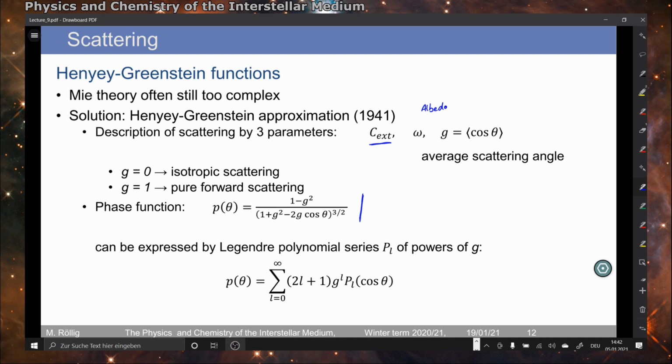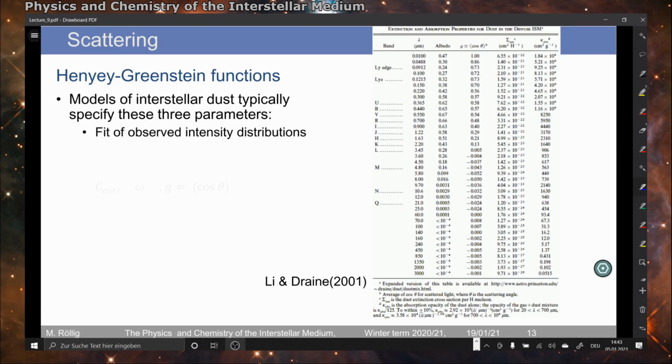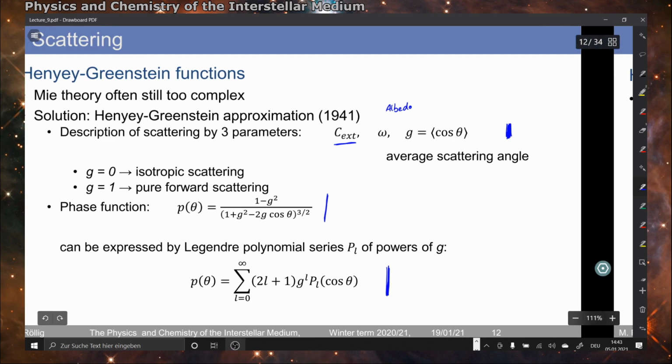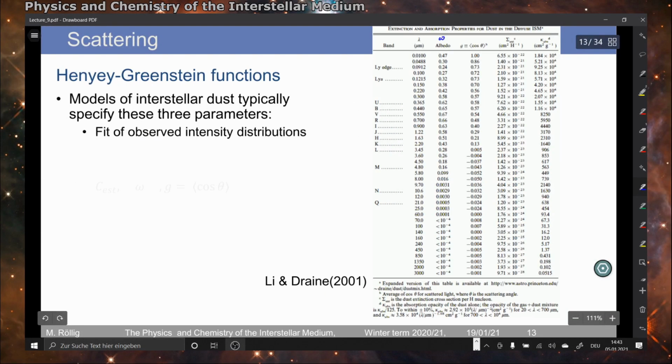And this can also be expressed in terms of Legendre polynomials, PL, as powers of G. So we have here this series where the phase function at every angle can be described by this. And this can be tabulated, because for a certain dust distribution we only need to find a good set of these 3 parameters: the albedo omega, here we have the G term, and we have the extinction cross-section here. So we see that this can be described nicely.